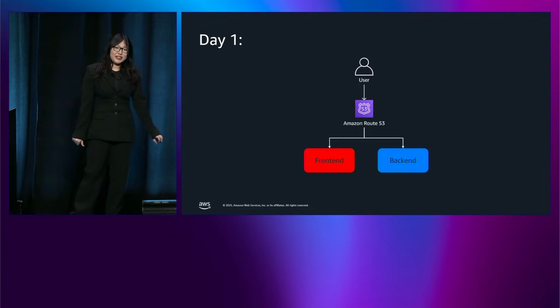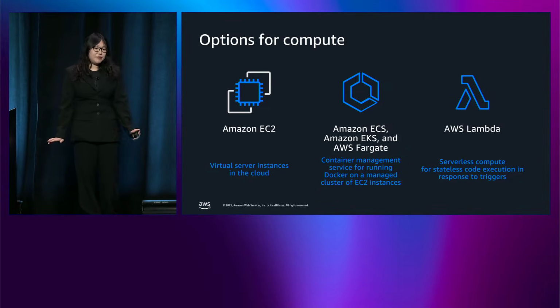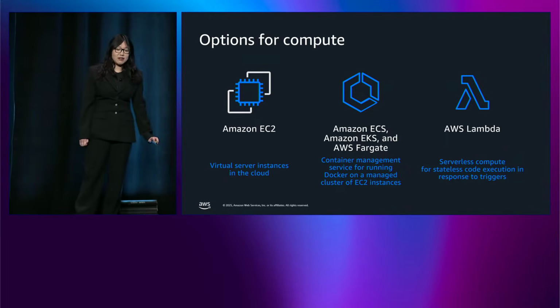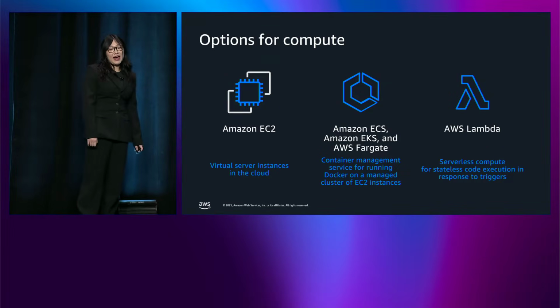So starting with our 3-tier web application, we need something to host our front end and back end on, right? So something like compute. And on AWS, we have a couple different options for compute, right? We have EC2, which is our virtual servers in the cloud. We have ECS, EKS, and Fargate for our container ecosystem. And finally, we have Lambda for our serverless compute option.